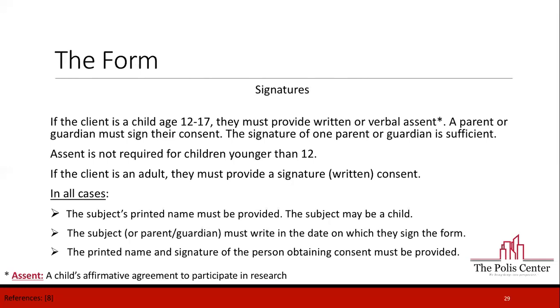If the client is an adult, they just provide their written consent on the form. So in all cases, the subject's printed name must be provided. Knowing that the subject may be a child, we would print the child's name. The parent or guardian must write the date on which they signed the form, or the adult subject themselves.